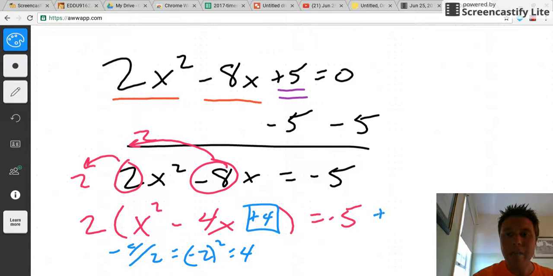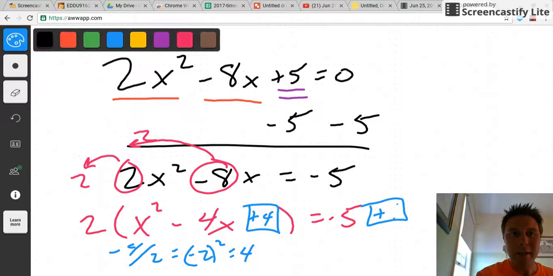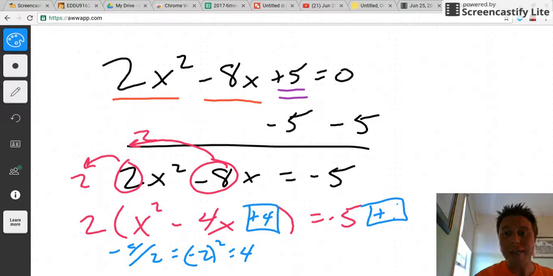But if I add 4 over here, something's not going to be right. Because if you notice, that plus 4 is inside of the parentheses. So I'm not really technically adding 4. I'm really adding 4 times 2. So I don't want to add 4 over there. I actually want to add, you guys guessed it, 8. So I want to make sure I add 8 there.